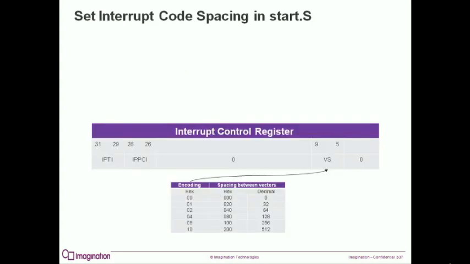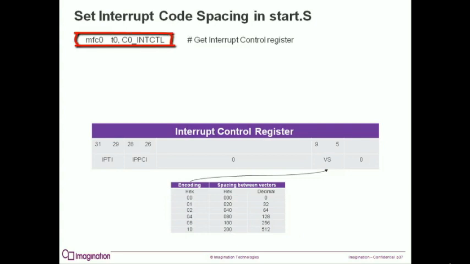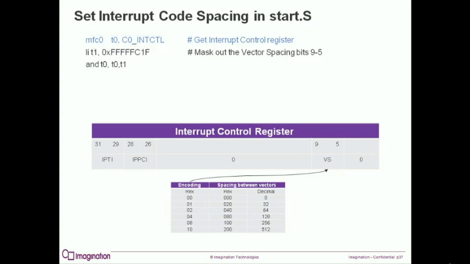You can set the vector spacing between the interrupt vectors to suit your needs, from no space, which is usually not desirable because all you could do is fall into the next vector, to 512 bytes, where you might place a complete interrupt routine. I'm going to set it for a maximum of 512 bytes. First, I read the interrupt control register into the T0 register using the move from coprocessor 0 instruction. The next two instructions will clear the vector spacing bits 5 through 9 in the T0 register.